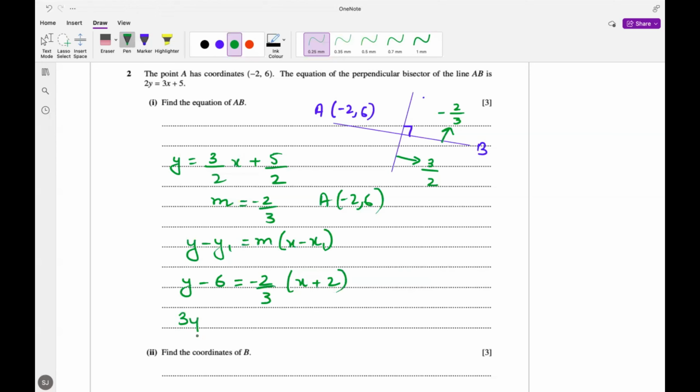Cross multiplying, this will become 3y minus 18 is equal to minus 2x minus 4. Bringing the 18 to the right hand side, the final equation will be 3y is equal to minus 2x minus 4 plus 18, which will become plus 14.